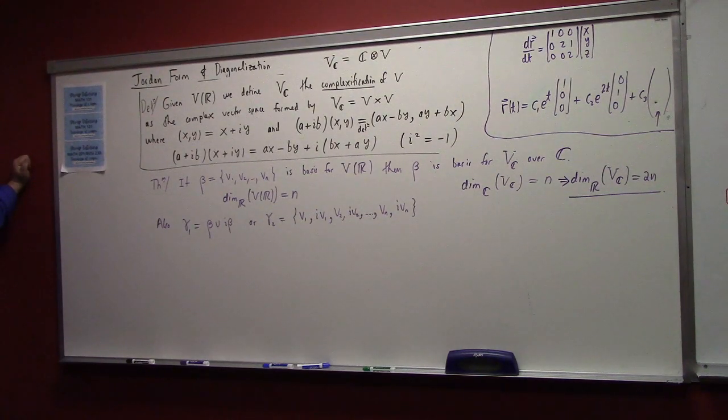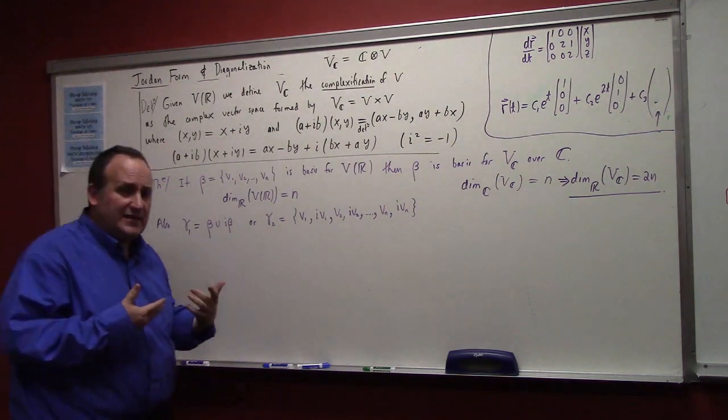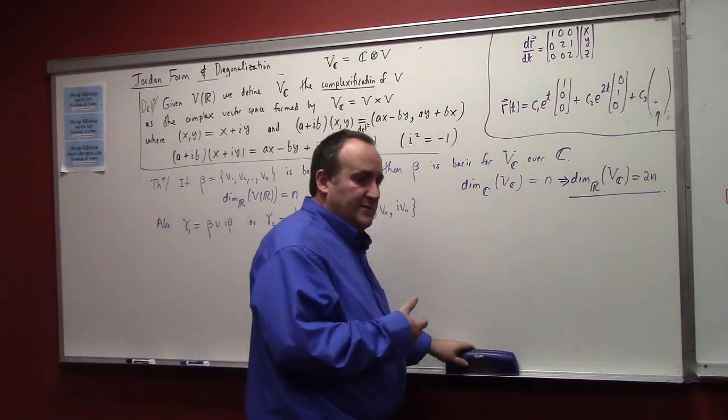All right, so this is your complexified vector space. Now we're using this to study an endomorphism on a vector space, right?